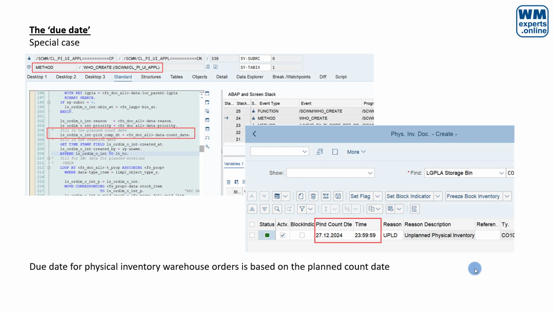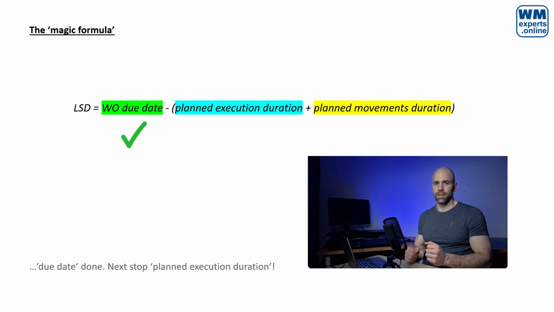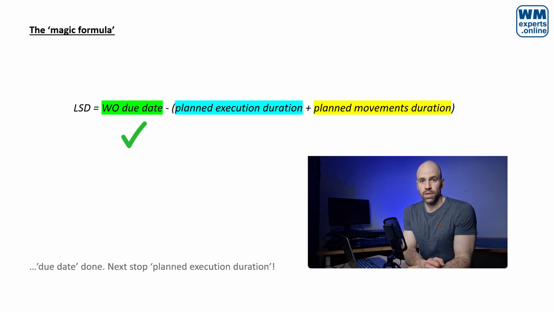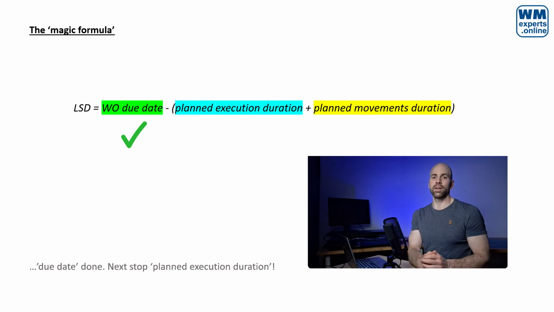And this planned count date can be provided manually during the creation of the physical inventory document, for example, in the PI.doc create transaction over here, or in any of the other transactions or reports where you can create physical inventory documents in EWM. This closes this first subchapter of the main part with the calculation of the due date.